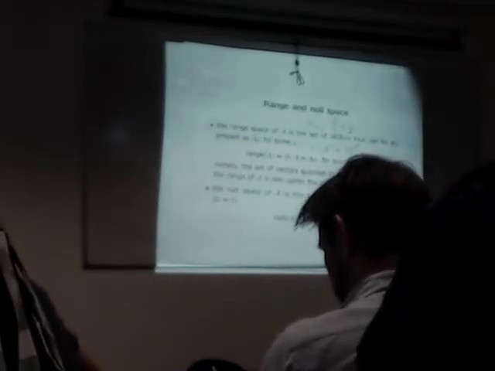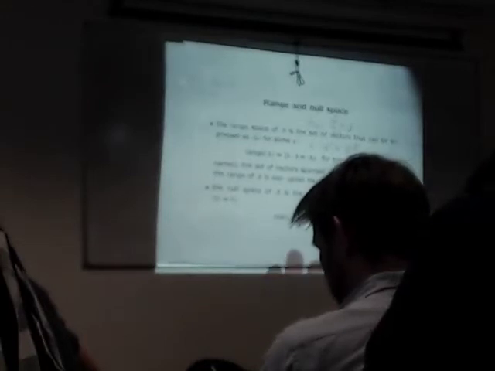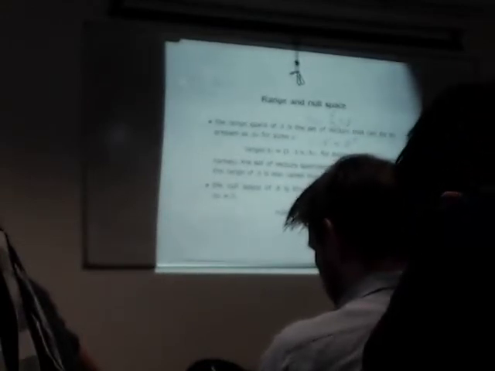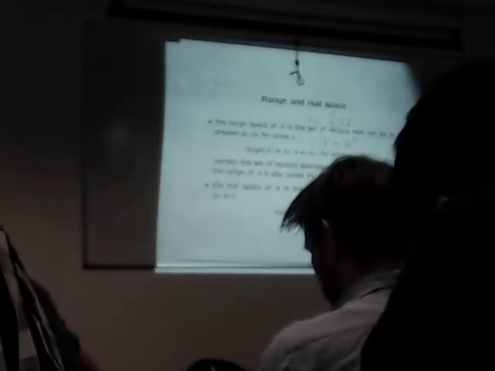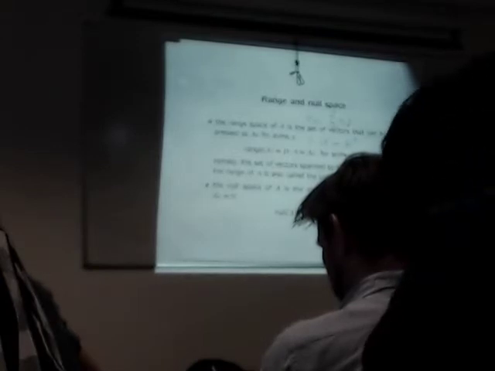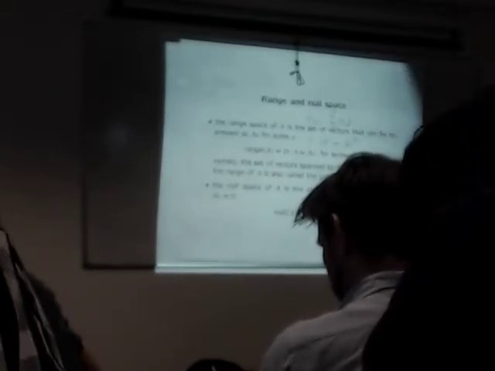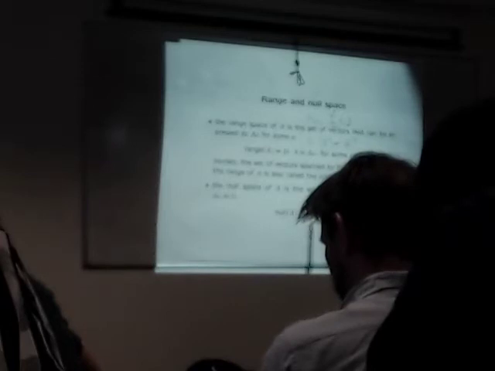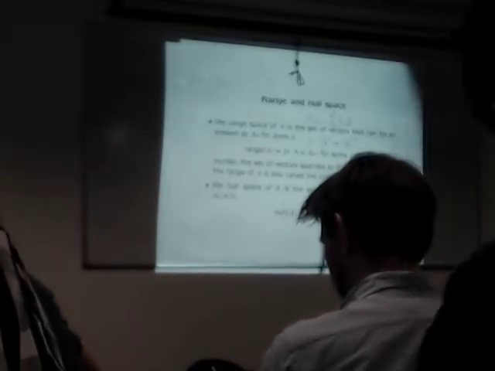So this is also called the column space, the space obtained by the linear combinations of the columns. Another important space is the null space. Now this is a subspace of the domain. This is a set of all vectors in X, vectors in the first space, which when you apply A to these vectors, you get zero.